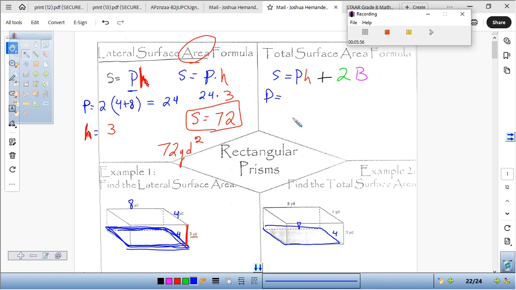So how do I get the perimeter of a rectangle? And that's the P part. I'm working on the P. I'm going to go 2 of 4 and 8, 4 plus 8. Why again 4 plus 8? Because I have a 4 here and an 8 here, and I have another 4, another 8 here. So then that's it, times my height, the distance from one base to the other base, 3.